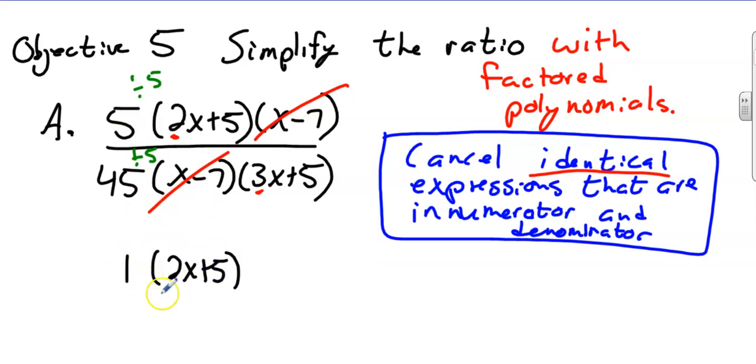And because you're multiplying by 1, you really don't even have to have the 1 there. You take that 1 back out. And you do 45 divided by 5. That'll be a 9, and then you're left with 3x plus 5.